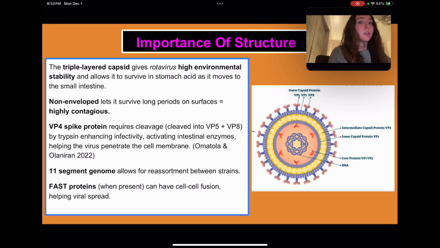Importance of this structure: the triple-layered capsid gives rotavirus high environmental stability, which makes it able to survive in stomach acid when moving into the small intestine. Non-enveloped allows it to survive for long periods of time on surfaces, which can be highly contagious.